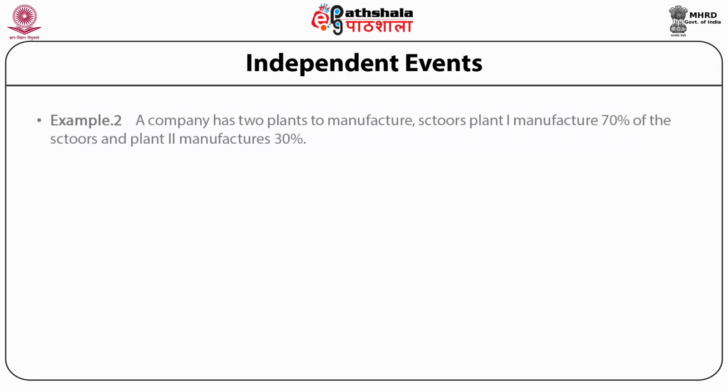Next example. A company has two plants to manufacture scooters. Plant 1 manufactures 70% of the scooters, plant 2 manufactures 30%. At plant 1, 80% of the scooters are of good standard quality, and at plant 2, 90% of the scooters are rated standard quality. A scooter is picked up at random and is found to be of standard quality. What is the probability that it has come from plant 1 or 2?